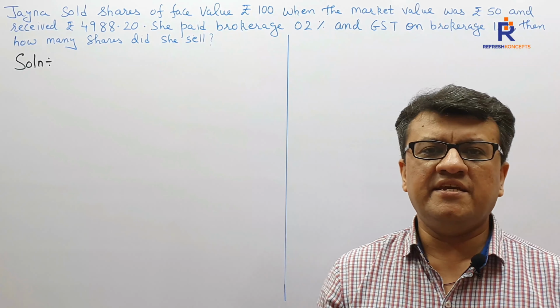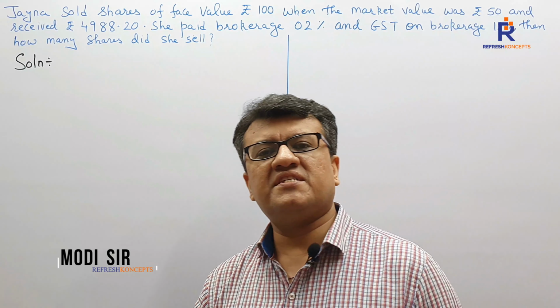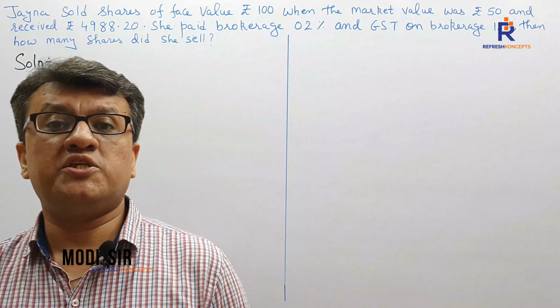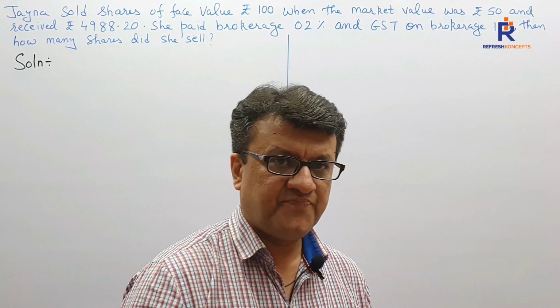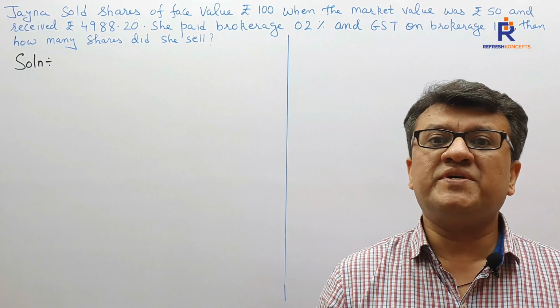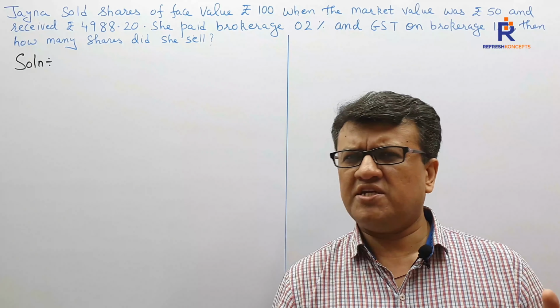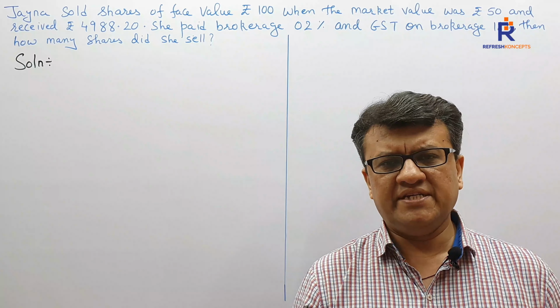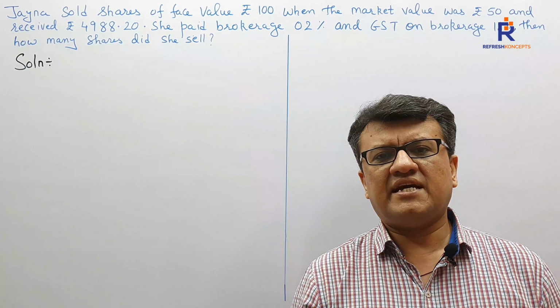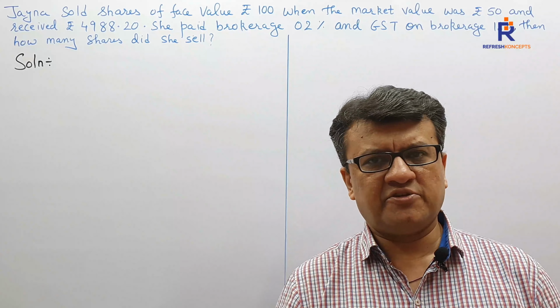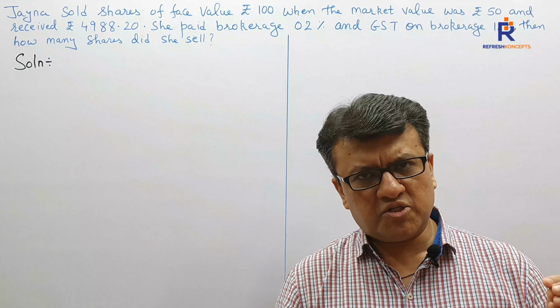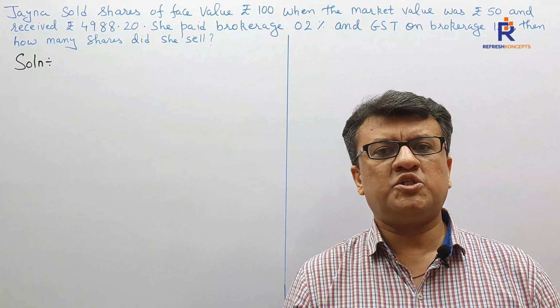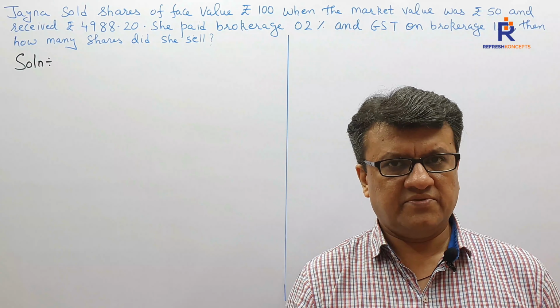Children, let's see sums on shares and dividend, which involves brokerage and GST on brokerage. Before I move on to this particular sum, let me come out of shares and dividend and give you a very simple example of brokerage. Say, for instance, I have a car which I would like to sell.